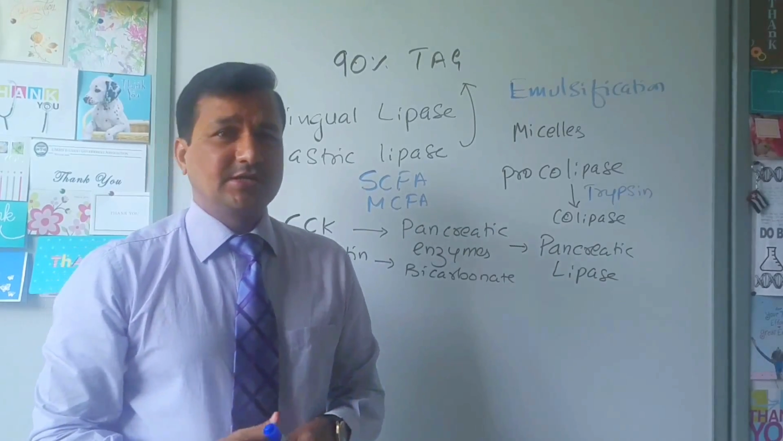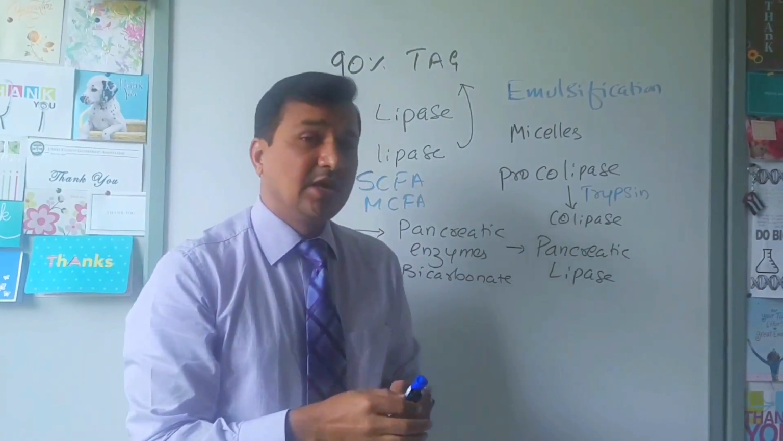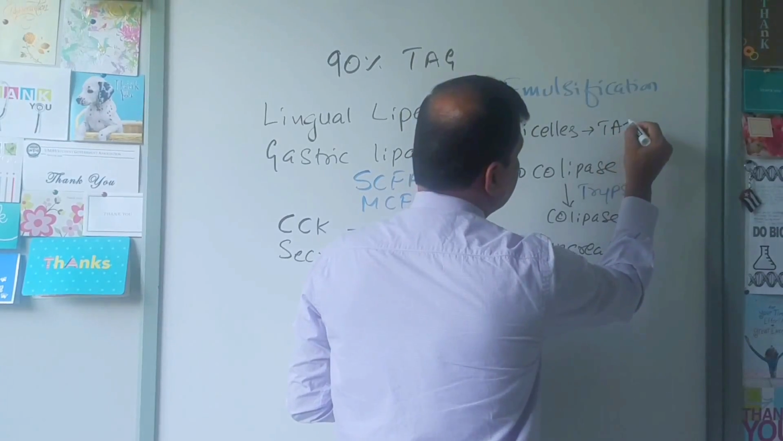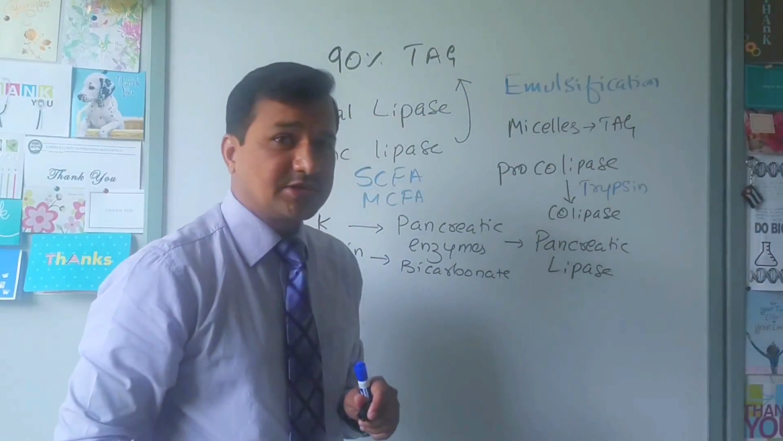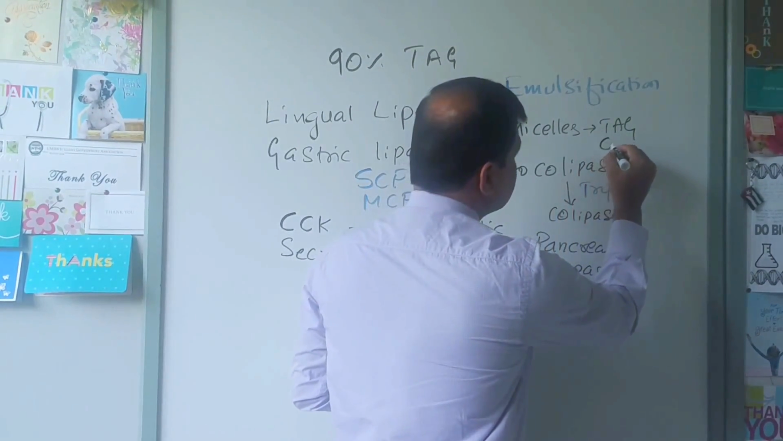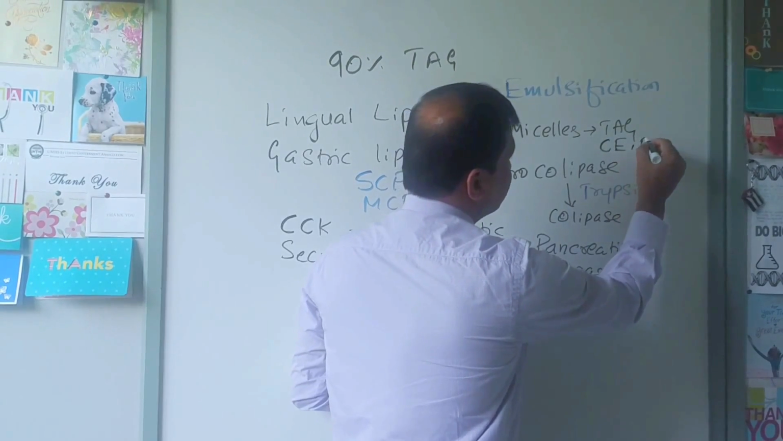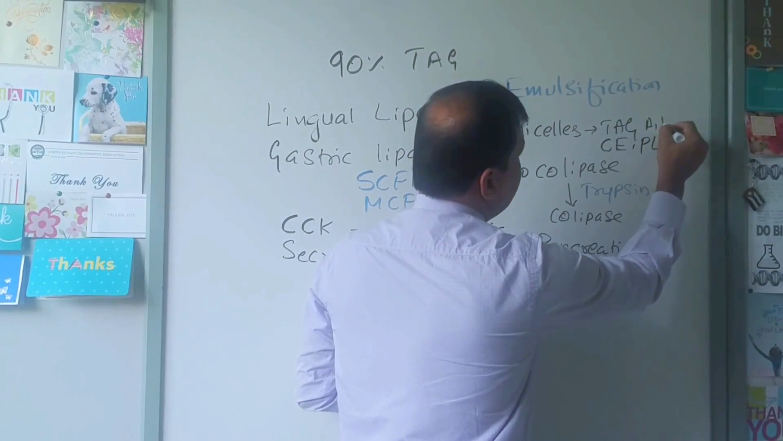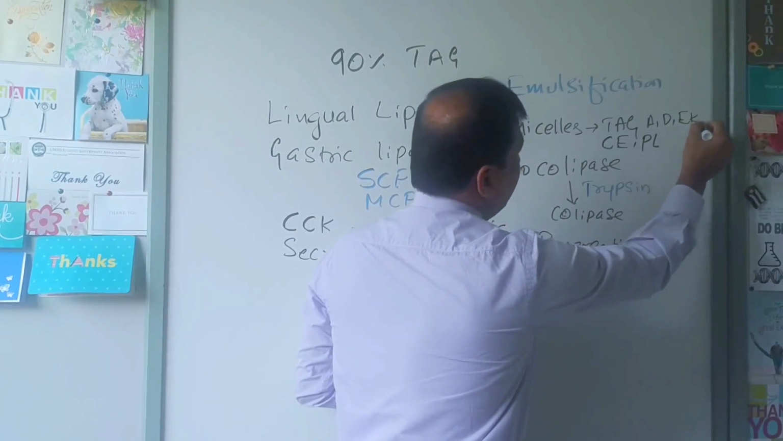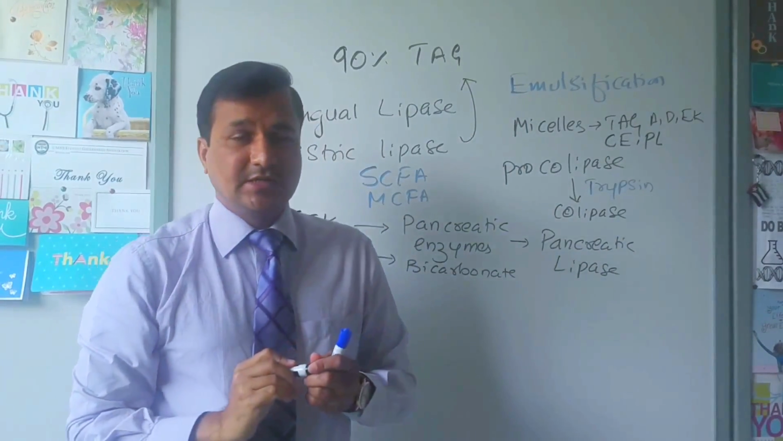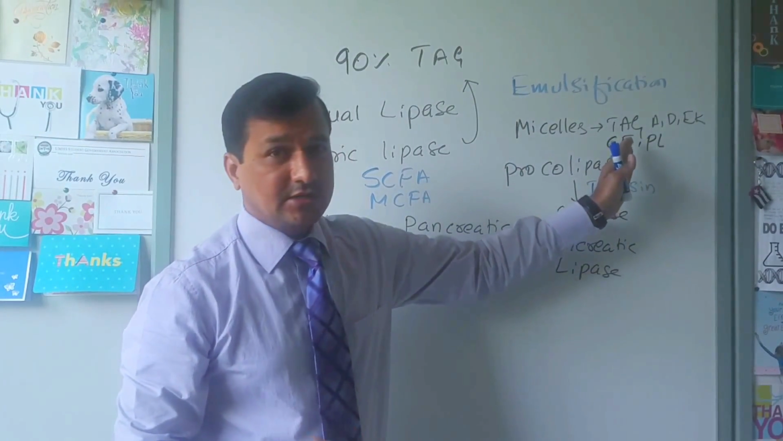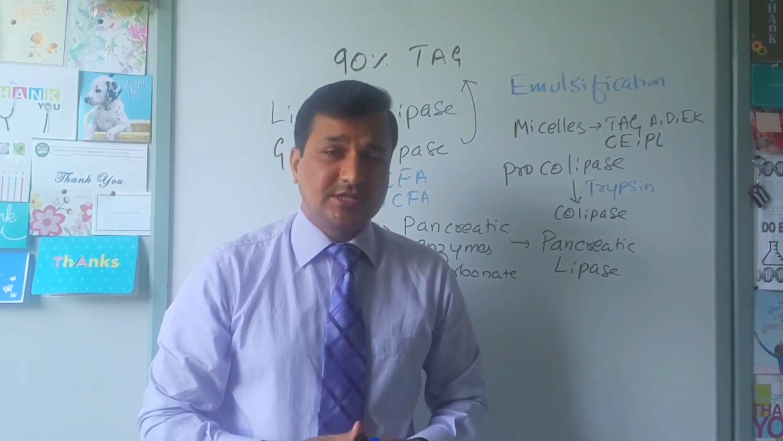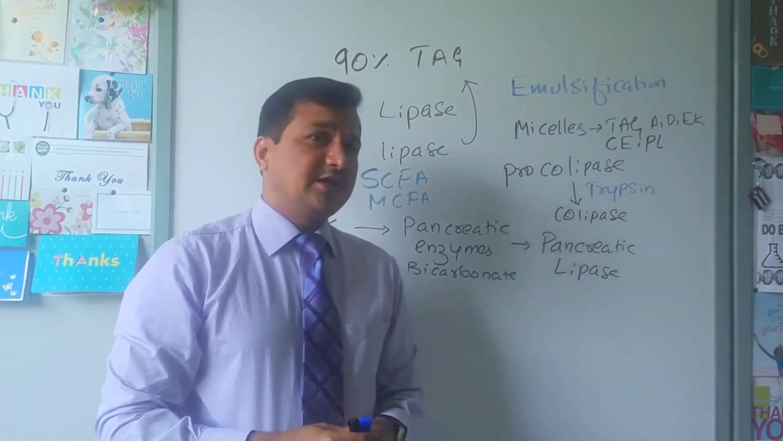Now what is there in the micelles? Within the micelles we have triacylglycerol, TAGs are present, there will be cholesterol ester in the micelle, there will be phospholipid present here, and there can be vitamin A, D, E, K. All these things can be present in micelles. These are undigested particles like triglycerides, cholesterol ester, phospholipid. They need to be digested. So how will these things be digested?